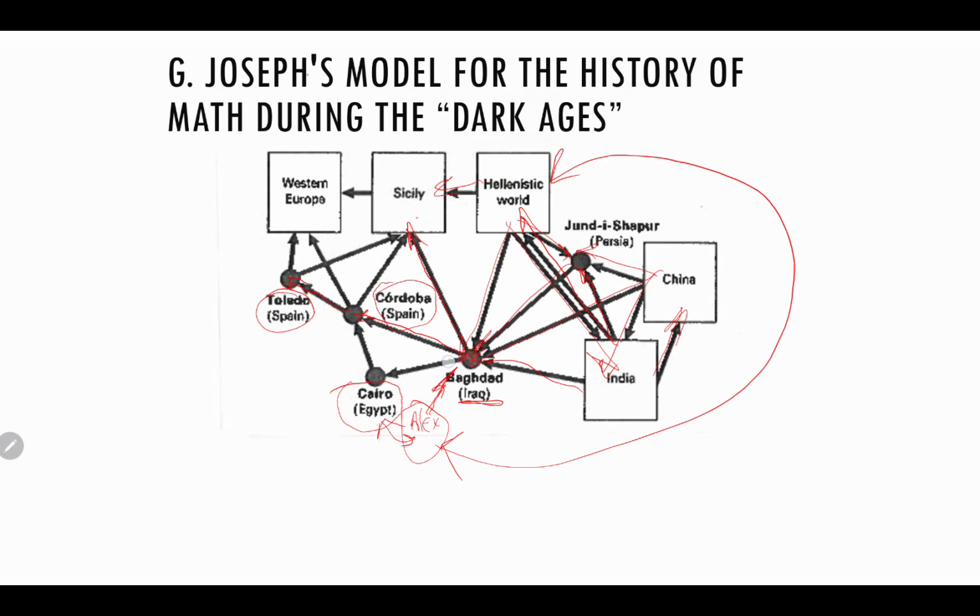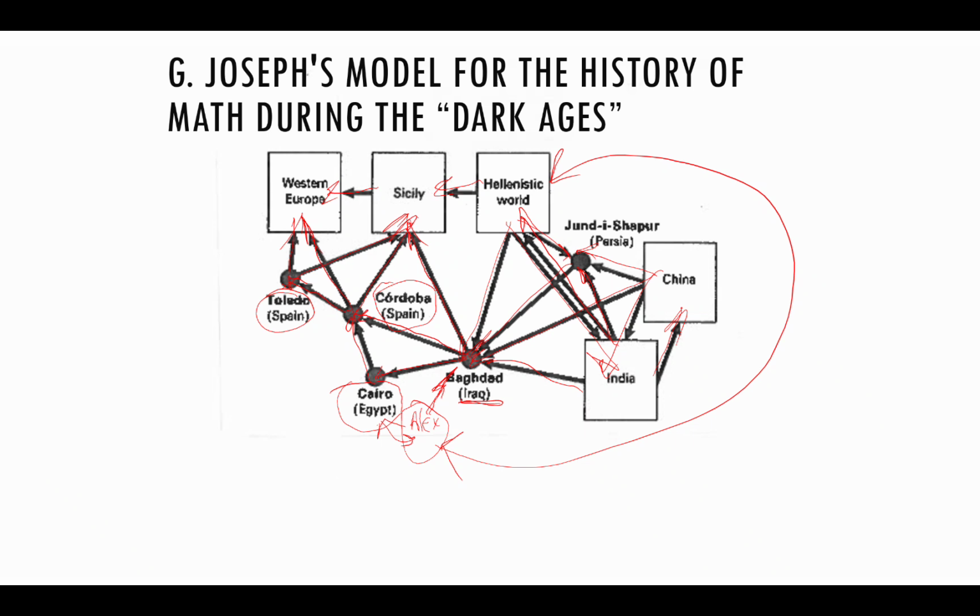Their information from Baghdad and from the House of Wisdom did go to Cairo, and from Cairo it went into Spain. Spain, in the different places, the two big cities, so Cordoba sent stuff to Western Europe and to Sicily, and then Toledo did exactly the same thing. Sicily did distribute some to Western Europe. So we have this huge spread of knowledge happening.